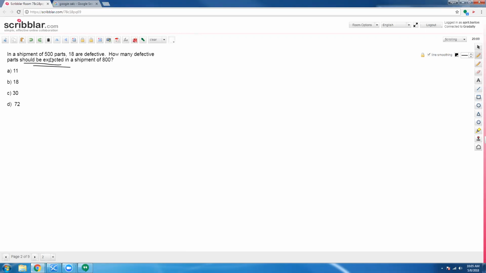We look for some of those keywords. And some other keywords is you'll see some matching pieces. Shipment of 500, shipment of 800, that matches. 18 defective, and how many defective, those match up. So when we set up our proportions, we've got to keep those matching pieces together. So on the top line, I'm going to put all my shipment information. So shipment information 1 was that 500.